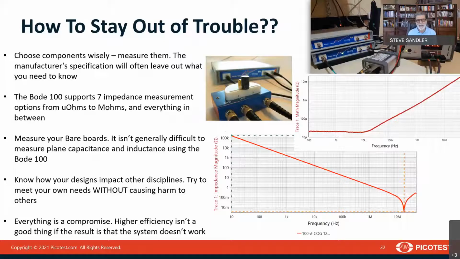How do we stay out of trouble? Choose components really wisely and measure them. One of the rules that I have for our own designs is that we never use a component we didn't measure. The Bode 100 supports 7 different impedance measurement options so that we can measure anywhere from microohms to megohms. You can see this example here from my ultra-low impedance class, measuring 20 microohms with a Bode 100. It also supports incredible dynamic range. You can see we have a 160 dB dynamic range measurement here, measuring a C0G capacitor.